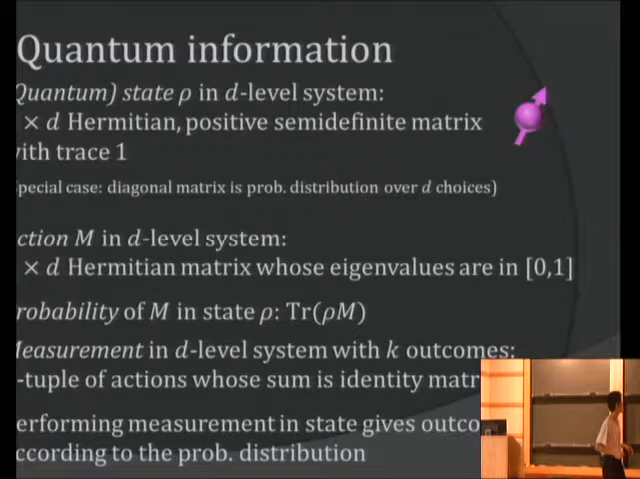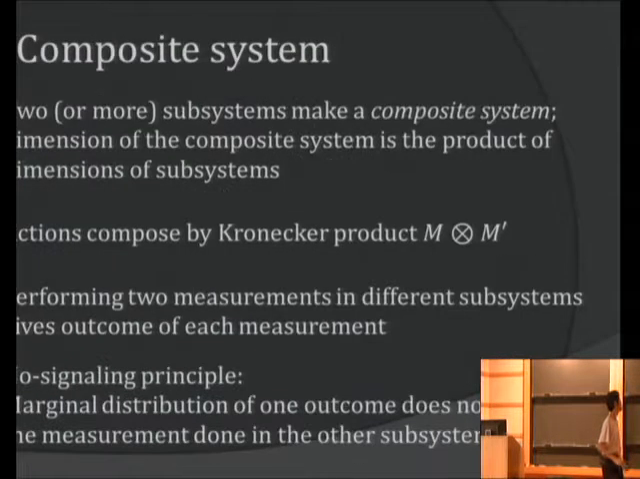And if we have 2 people who share a state, we have a composite system made of 2 subsystems. In this case, the dimension of the composite system is the product of the dimensions of the 2 subsystems. And actions on each subsystem are composed by using the Kronecker product of the matrices.